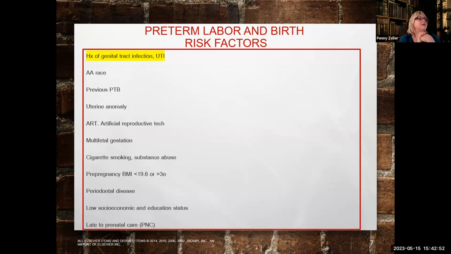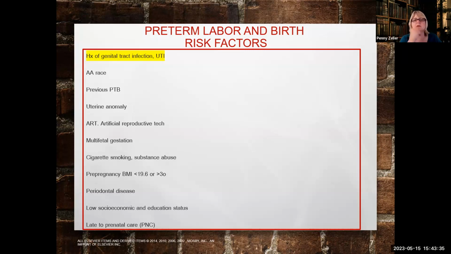Assisted reproductive technology, in other words, in vitro fertilization, embryo transplant, all those fertility procedures, are at risk for early labor. A woman with twins or triplets could possibly deliver early. Nicotine, substance use. Low BMI before pregnancy, like a pre-pregnancy BMI of 17.5, or greater than 30.